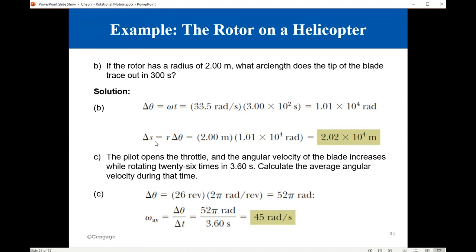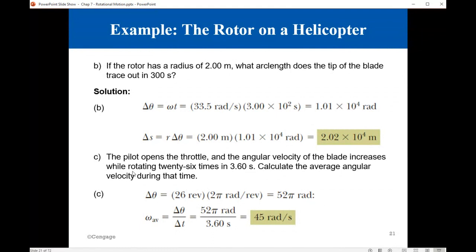Then the arc length, from the definition of the angular displacement, the arc length delta S is equal to R delta theta. R is 2 meters. This is SI unit. We don't need to do any changes there. And the angular displacement is 1.01 by 10 to the power 4 radian. Therefore, the arc length is 2.02 by 10 to the power 4 meters.